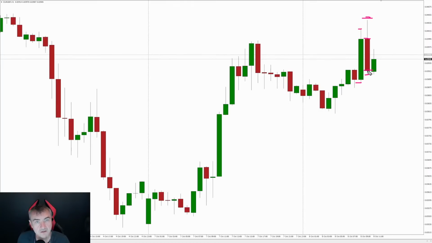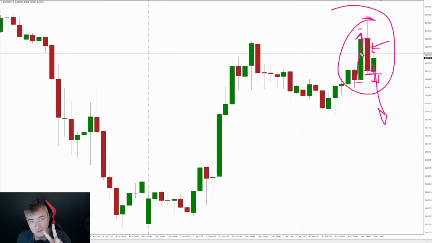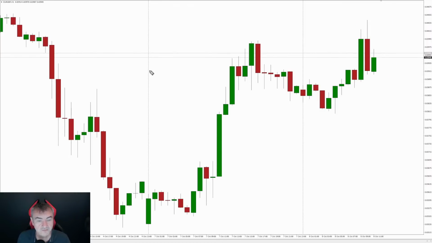Now the bears have taken control, but what I need to now do is wait and see if we put in a lower high and a lower low, i.e. the bears continue this move, which means the bulls have run out of steam. That's a short. 2 candlesticks telling me the same thing. The bears are in control, the bears are in control. So when you see your shooting star, you wait.